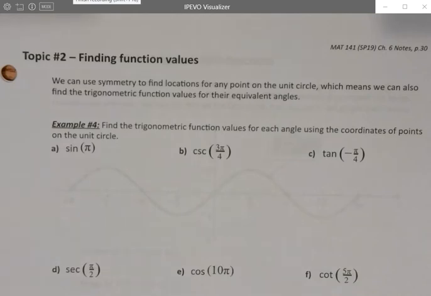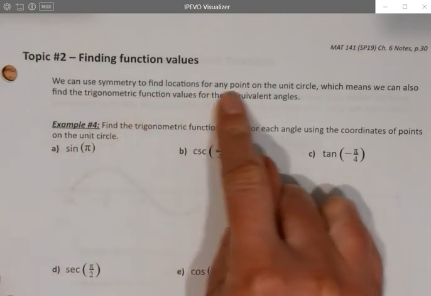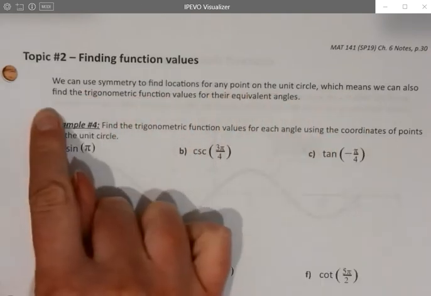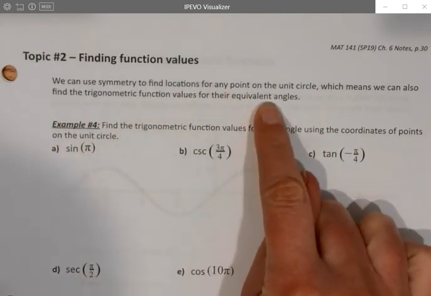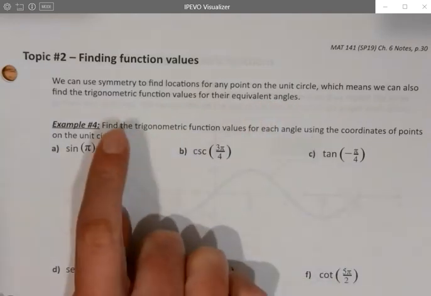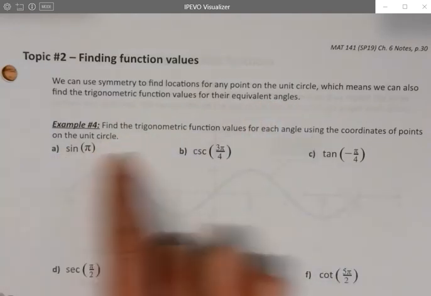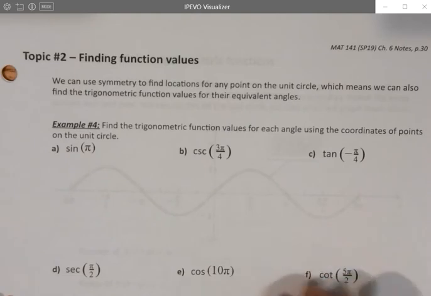In topic 2, we're going to find some function values. We're going to use symmetry to find locations for any point in the unit circle, which means we can also find the trigonometric function values and their equivalent angles. So we want to find the trigonometric function values for each of these angles using coordinate points in the unit circle. First of all is pi.